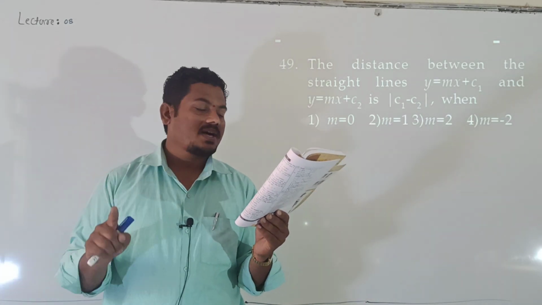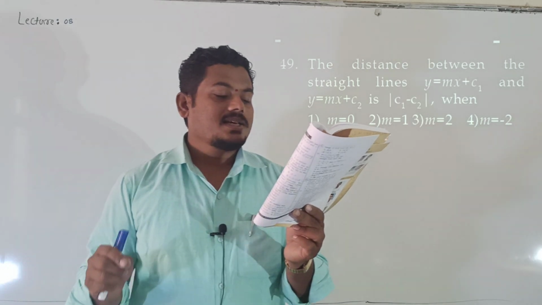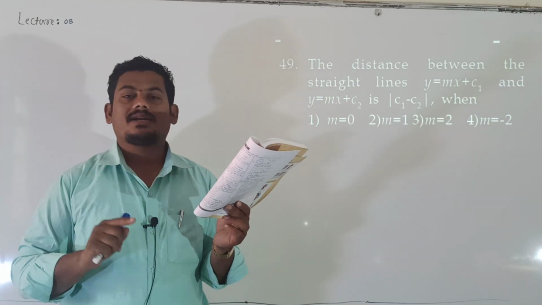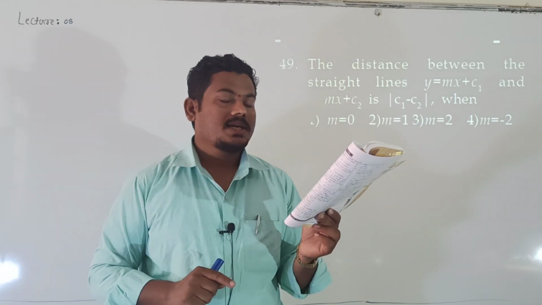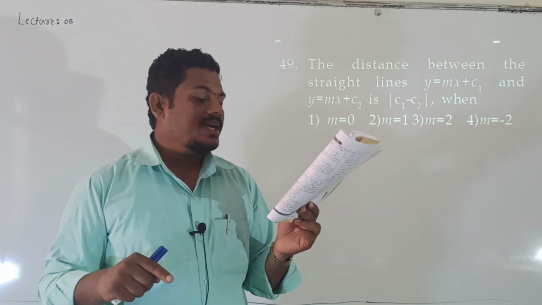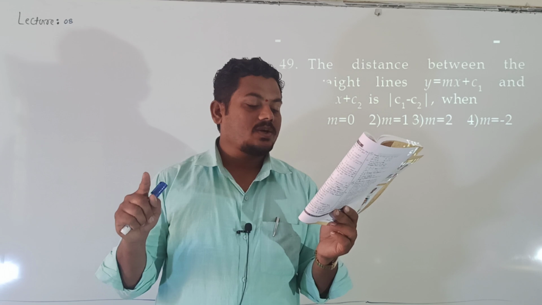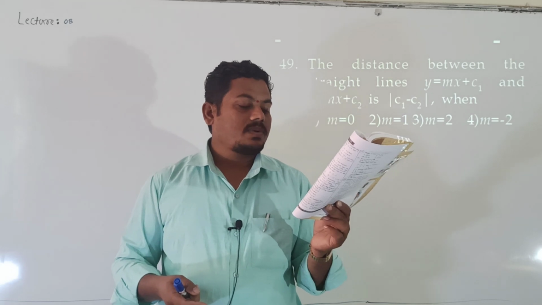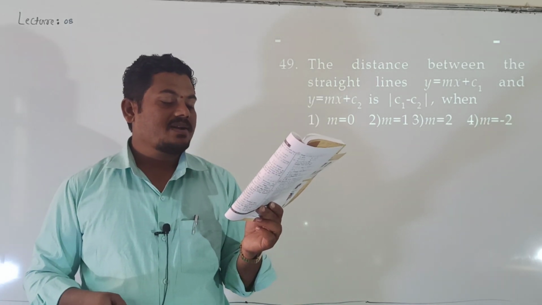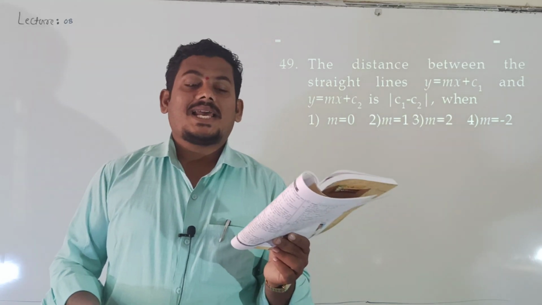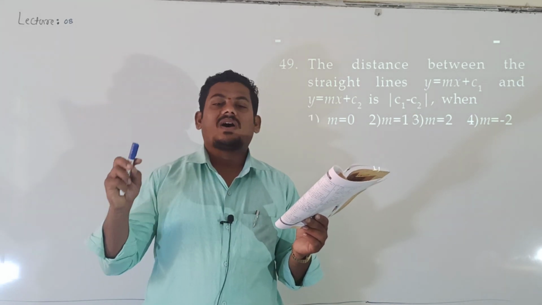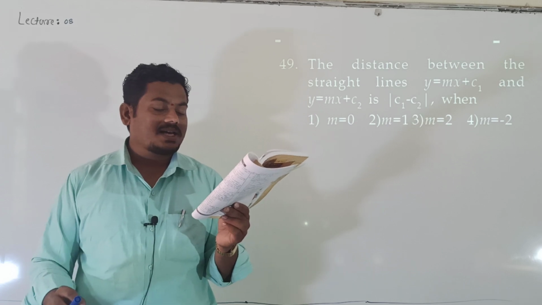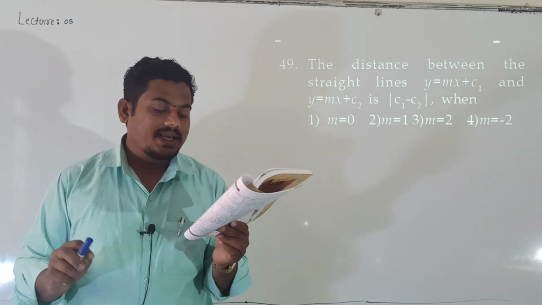In your material, question number 45: the lines (p minus q) into x plus (q minus r) into y plus (r minus p) equal to 0. Second line, (q minus r) into x plus (r minus p) into y plus (p minus q) equal to 0. Third, (r minus p) into x plus (p minus q) into y plus (r minus q) equal to 0. Do these lines form an equilateral triangle, an isosceles triangle, are they concurrent, or do they form a right angle triangle?